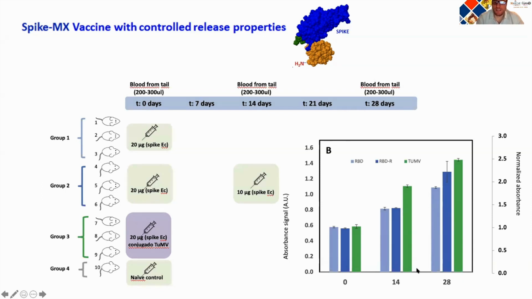And on the right side, you can see the results of the specific antibodies from the blood of these animals. You can see on day 14 and day 28 that we can produce an immune response with the different treatments, the best treatment being the conjugate that I mentioned with the nanofibers and receptor binding domain.